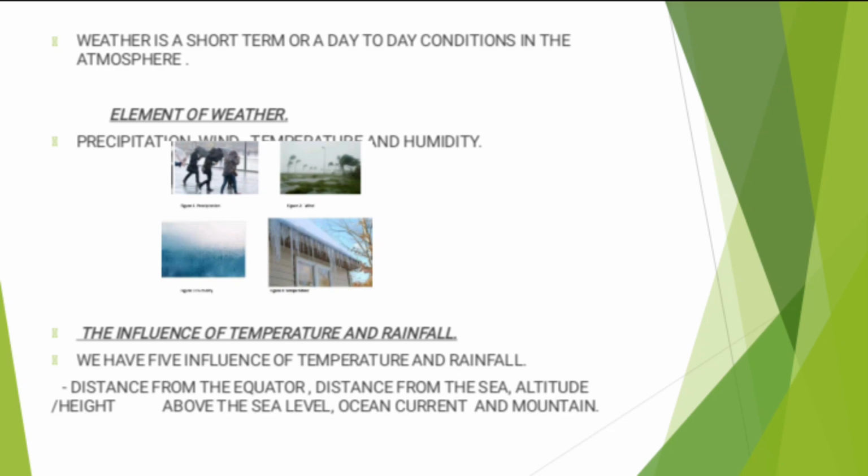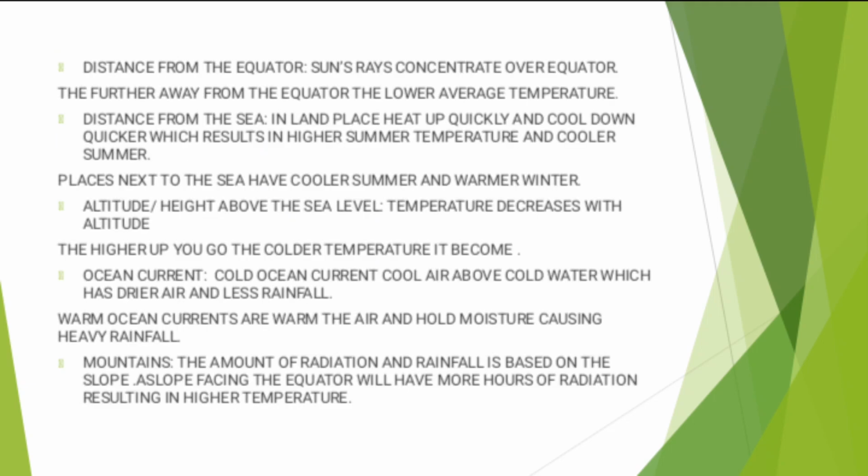Firstly is distance from the equator, distance from the sea, altitude, which is also height above the sea level, ocean currents and mountains. Distance from the equator: the Sun's rays are concentrated over the equator. The further away from the equator, the lower the average temperature.